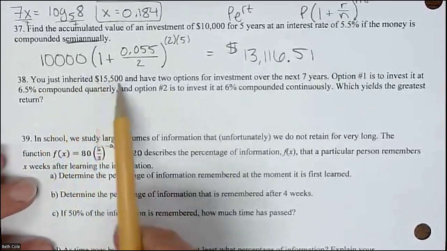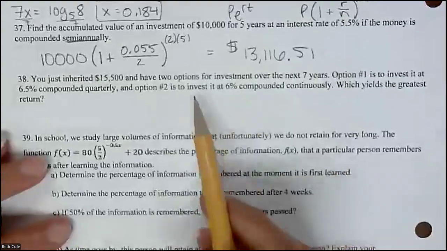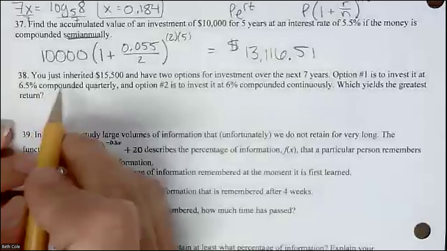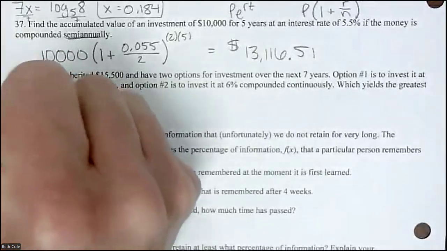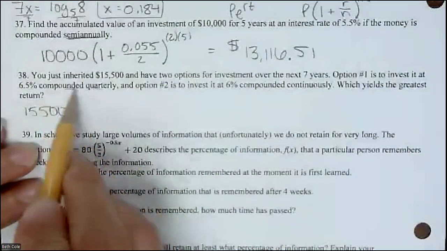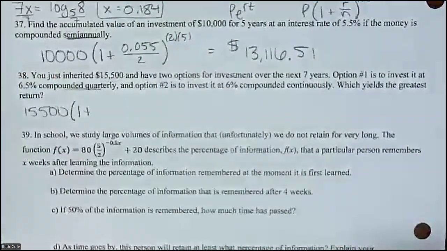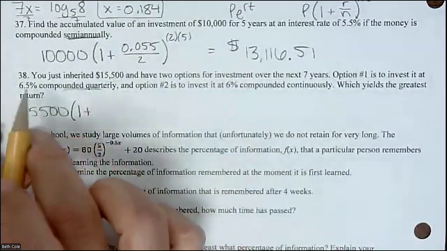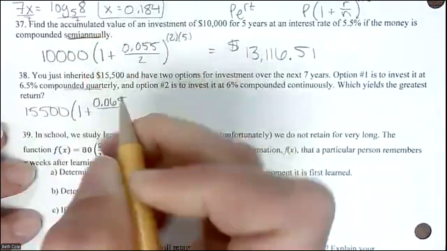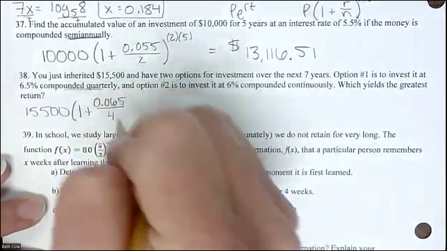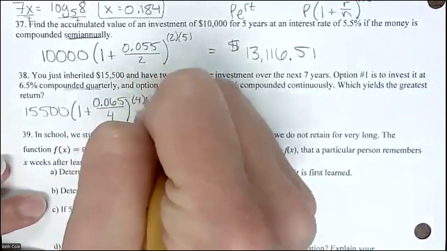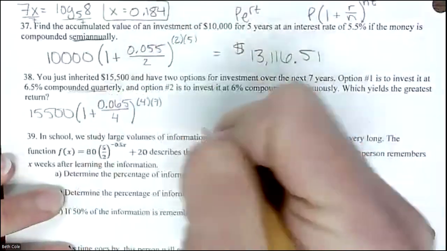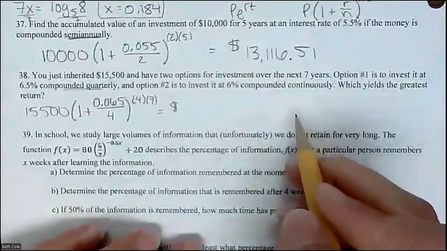You just inherited $15,500. Go you. So you have 2 options for an investment. We're going to do option 1, option 2, and see which one comes out better. So let's do option 1. We're going to take our $15,500. We want to compound quarterly. So parenthesis 1 plus. What's our interest rate for that one? For option 1. Yep, 0.065. Quarterly means N is 4. And then it would be to the power 4 times whatever time is. Got to be in there somewhere. 7. Okay, so hold on. I'm going to set up the other one, and then I'll go type that in.